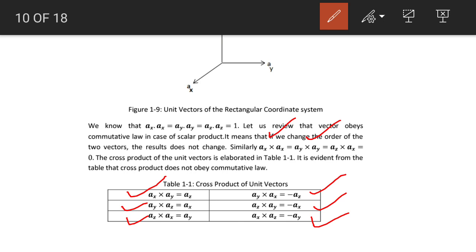We know that a cross b is equal to minus b cross a, and you can apply the right hand rule to find out the direction of the resultant unit vector.